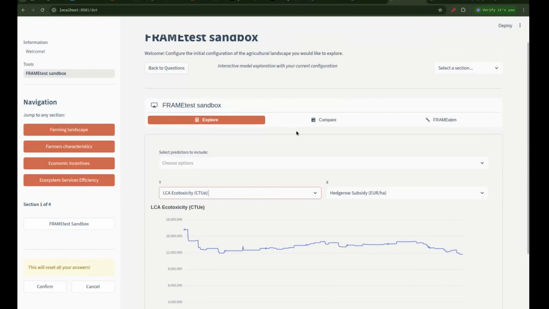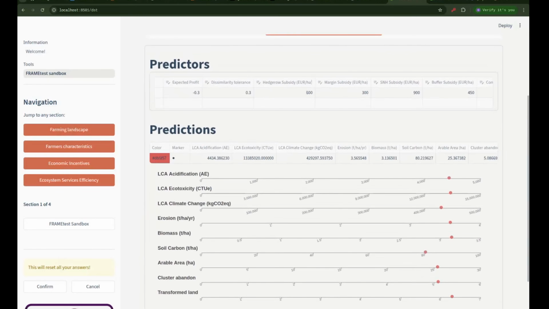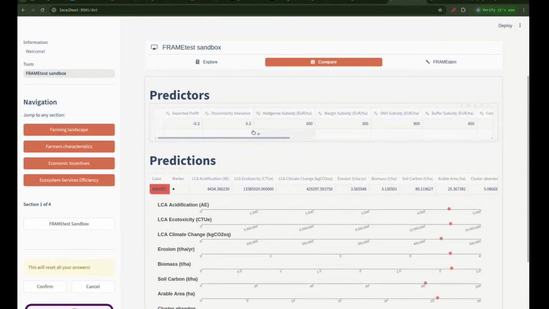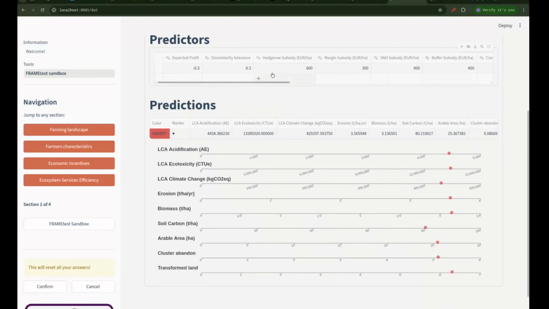Now, there might be situations where we want to compare two or three or many combinations of parameters. We can call this a policy. Basically, in the compare tab, we have an upper table for predictors that allows us to modify each one of the predictors that we already ingested at the beginning of the demo. What we can do here is observe the prediction of these predictors. These are the values for each one of the metrics, and this is the location on an axis of this prediction.